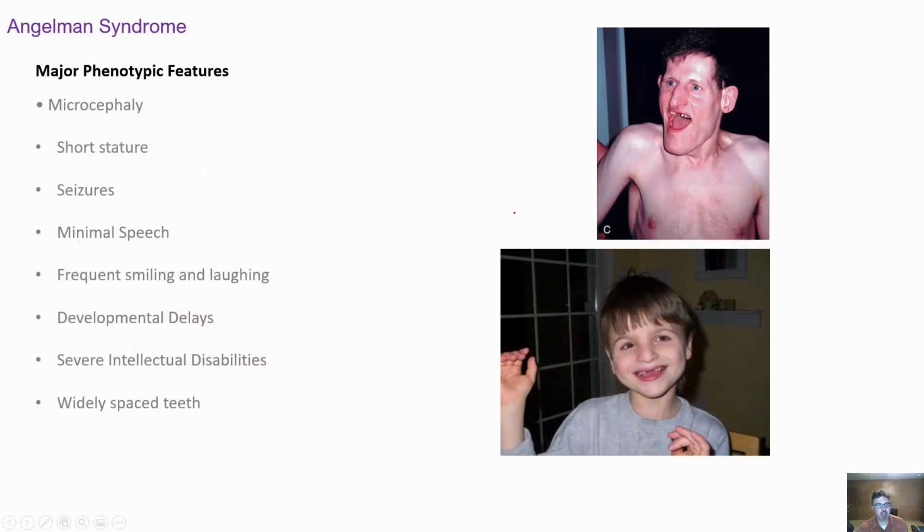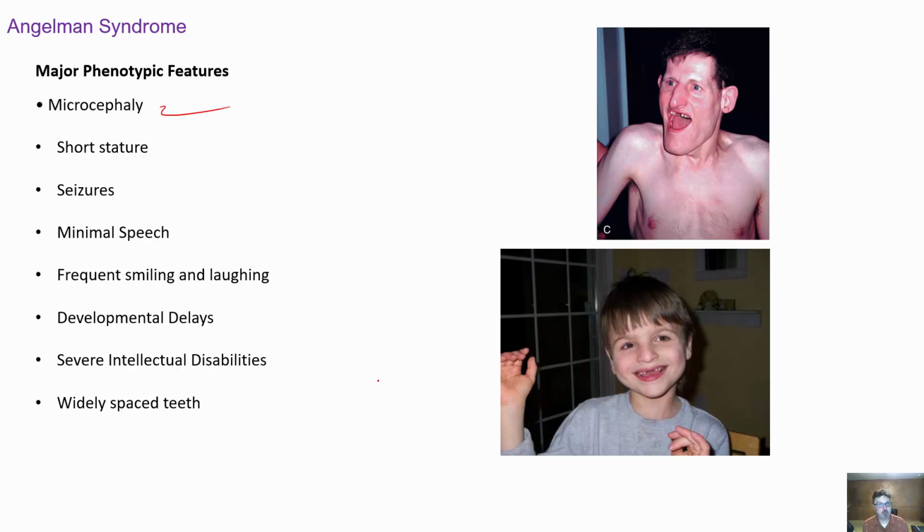Angelman's. Now with Angelman syndrome, you're going to see some major phenotypical features. This is often what we call the laughing puppet syndrome because you think about very much laughing and these mechanical-like movements. Microcephaly is one of them, a shorter stature, often involved in seizures, minimal speech, and we're also going to have much more cognitive delay than we would see in Prader-Willi's. Not much speech at all. Frequent smiling, frequent laughing, like I mentioned, the laughing puppet, if you would. And of course, some developmental delays with severe intellectual disabilities. And you'll also notice widely spaced teeth as another phenotypic feature of Angelman syndrome.